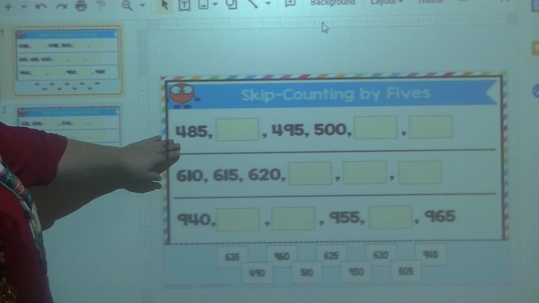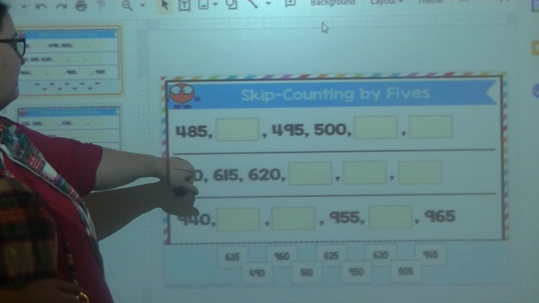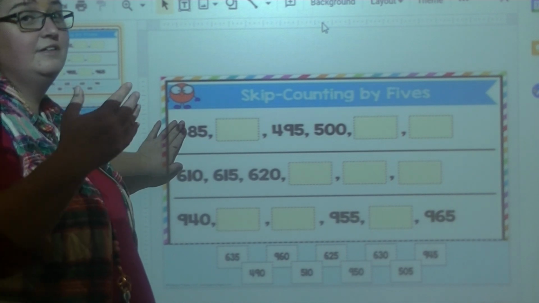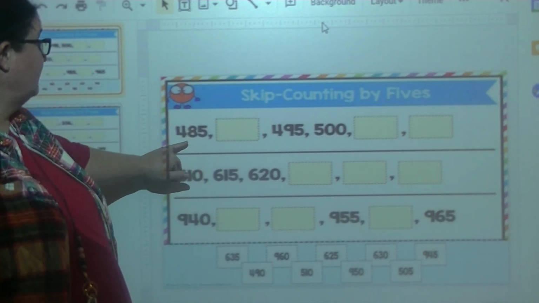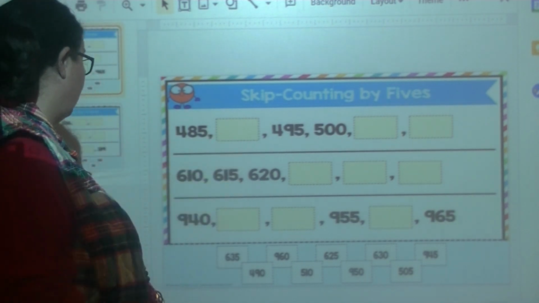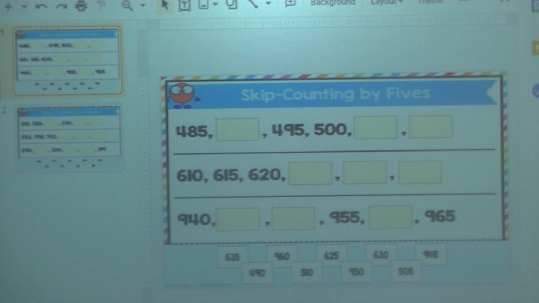Okay, so we have 485. So think about 85. 85, 90, so 490 would go in the blank. Now let's skip count again. 485, 490, 495, 500. So now we start counting again.